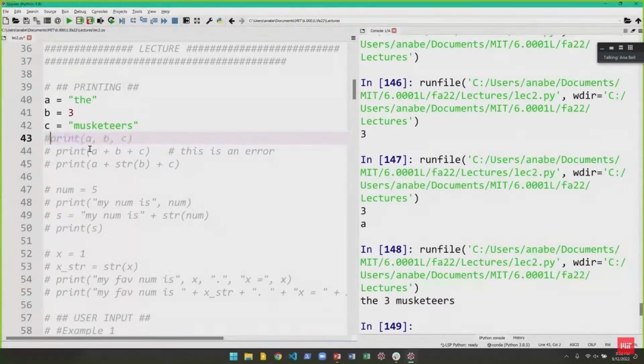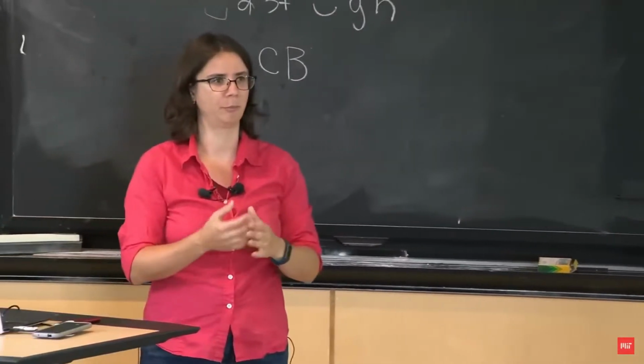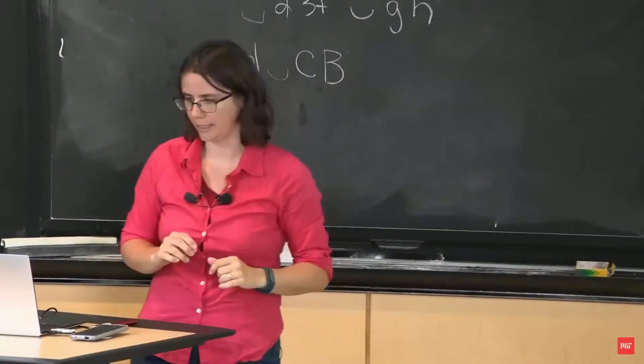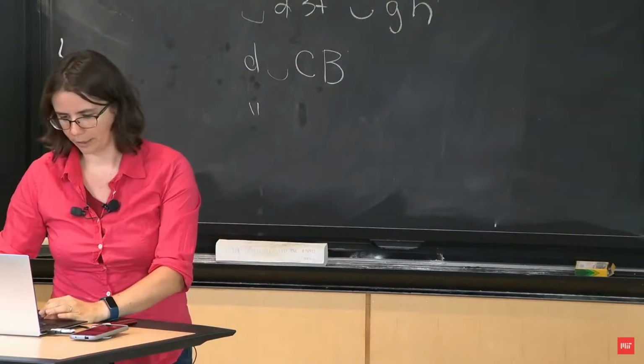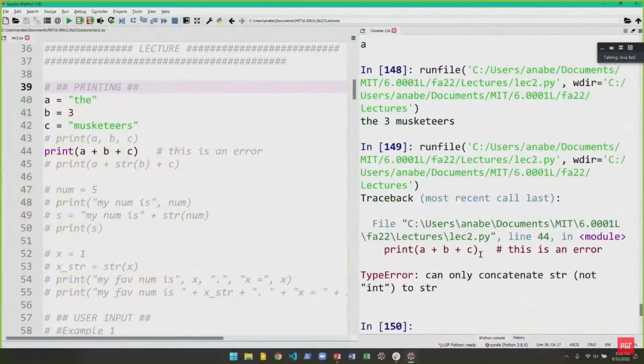Now, let's say you don't want a space for whatever reason. What if we try concatenating these objects together, right? Remember, we saw concatenation. We said it doesn't automatically insert spaces. It just kind of merges the strings together. And we run it. Well, I kind of already gave it away. It's going to be an error. But let's see the error. It's a type error. It says, can only concatenate strings, not integers, to strings.